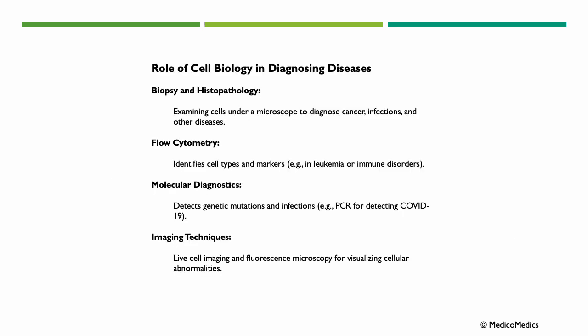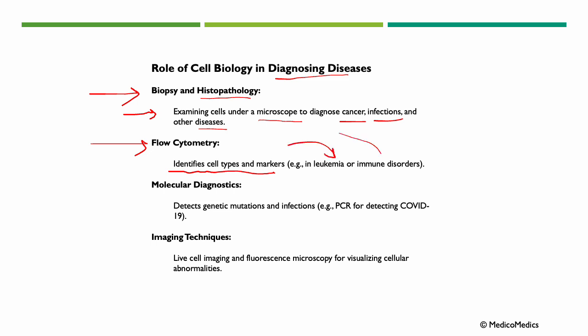So what is the role of cell biology in diagnosing diseases? Well, we have biopsy and histopathology, where we examine cells under a microscope to diagnose cancer, infections, and other diseases. We have flow cytometry, where we identify cell types and markers, for example, in leukemia or immune disorders.